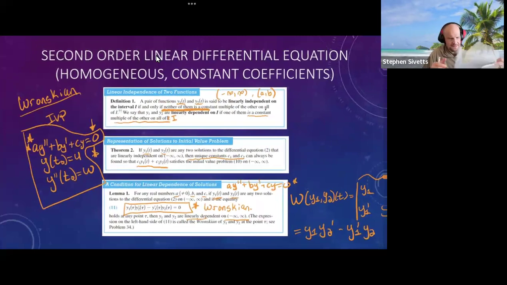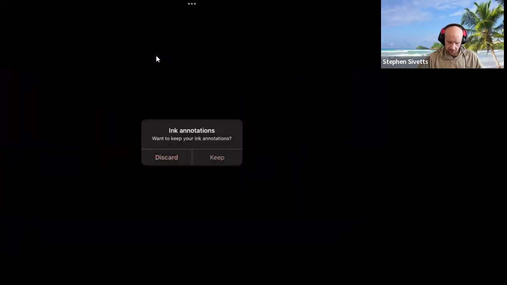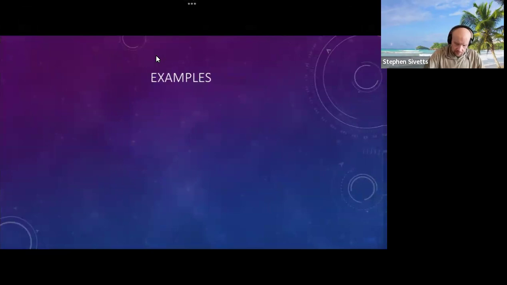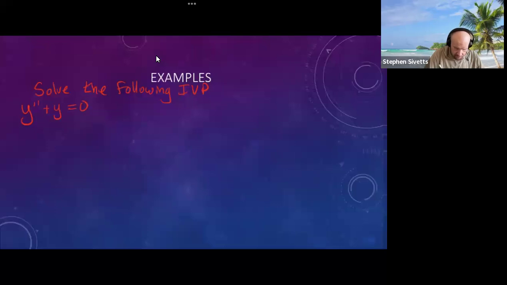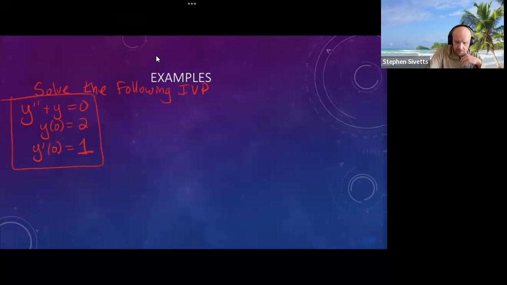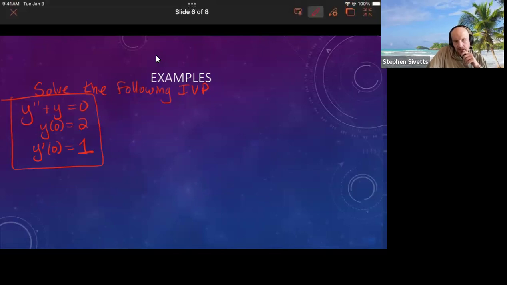Yeah, so with those out of the way, let's look at examples on how we would solve second order linear differential equations. So here's an example. Solve the following initial value problems. We have y double prime plus y equals 0. So we have this initial value problem, and I want you to try and solve it. But other than that, I'm going to go over the steps.